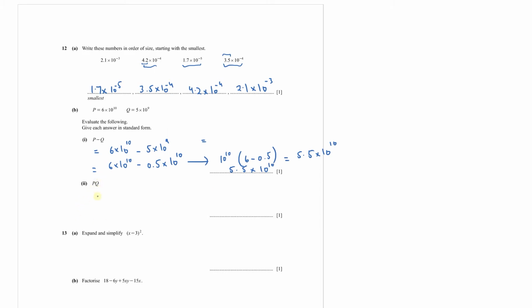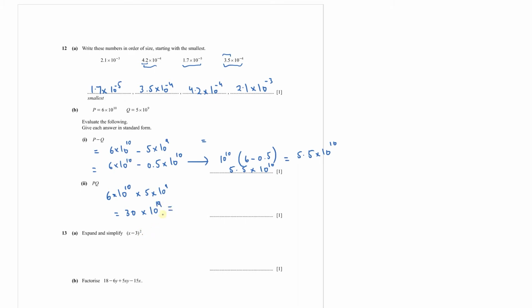Part 2 is P times Q. So you can do 6 into 10 power 10 multiplied by 5 into 10 power 9. So 6 times 5 here will be 30. And then you will add the powers of 10. You will get 10 power 19.